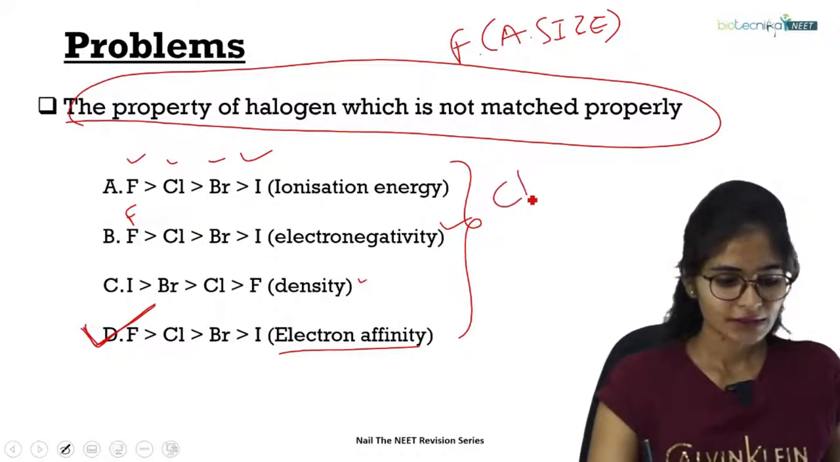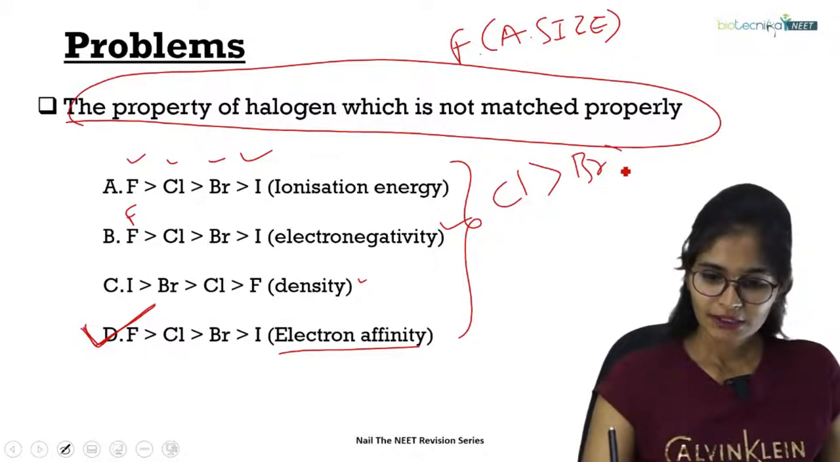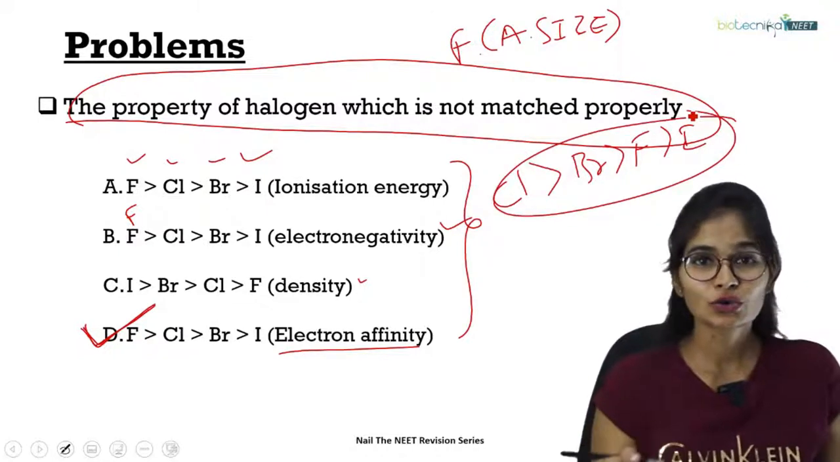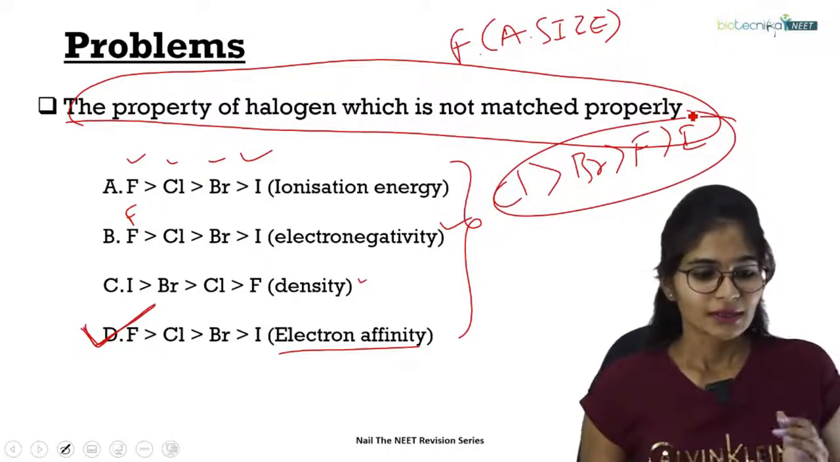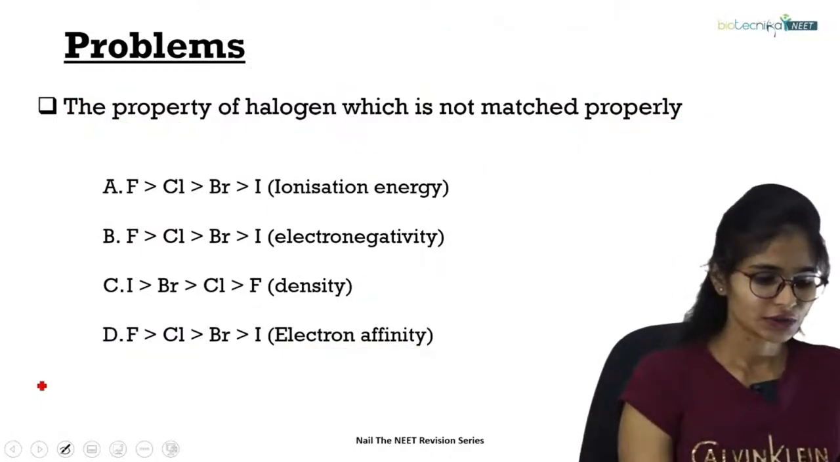So chlorine will be first, then bromine, then fluorine, then iodine. So this is the correct order you have for the electron affinity. That's why for this question, the correct answer is option D.